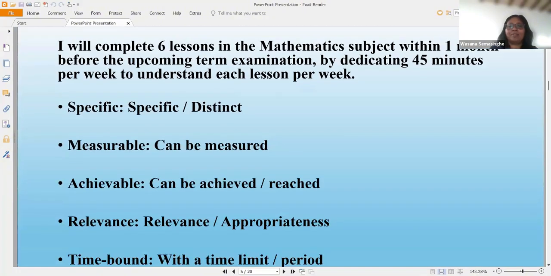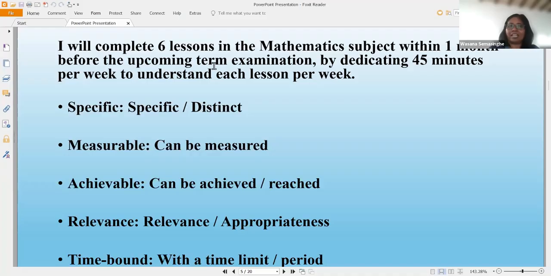Then you are given an example. Look, see it. I will complete 6 lessons in the mathematics subject within 1 month before the upcoming term examination by dedicating 45 minutes per week to understand each lesson per week. Is it specific? Yes, very specific.